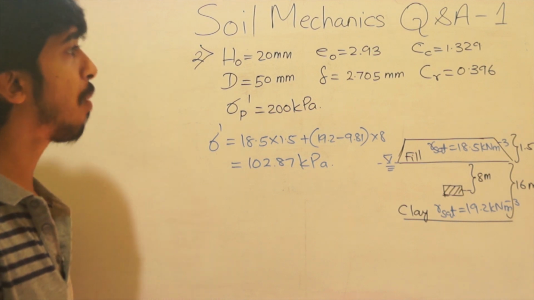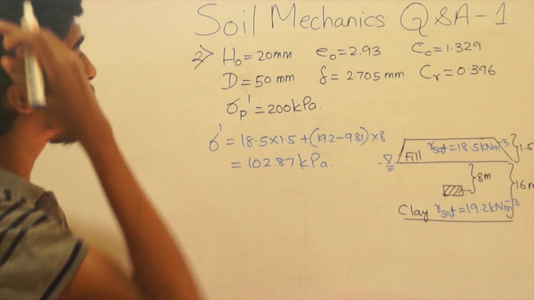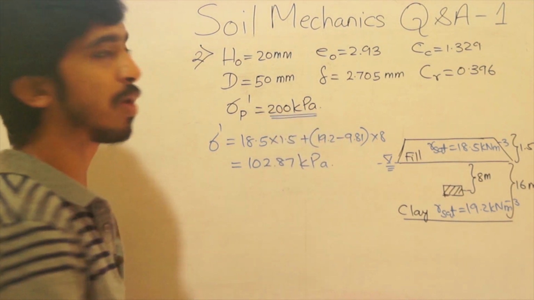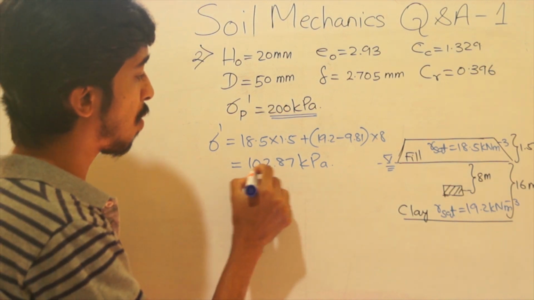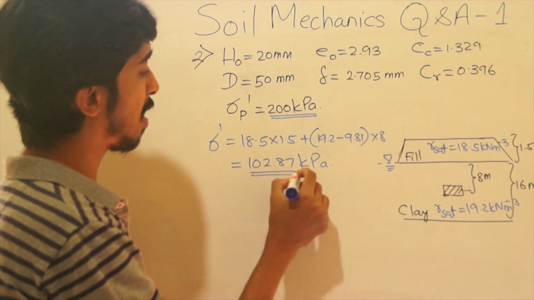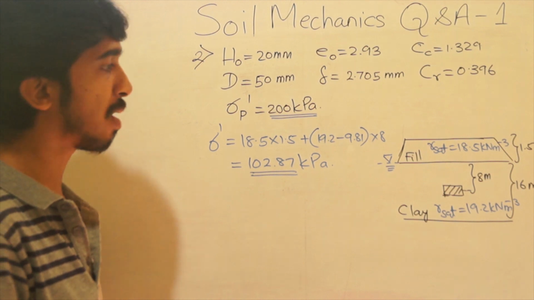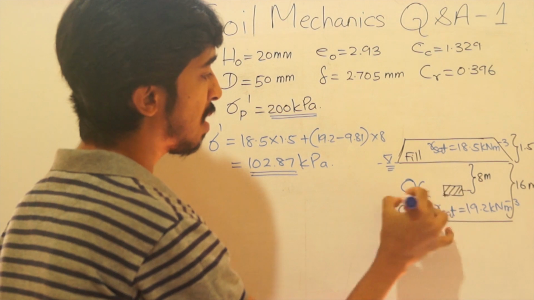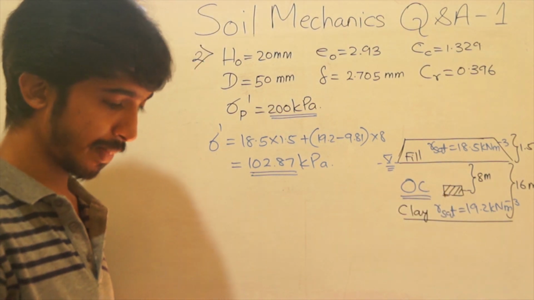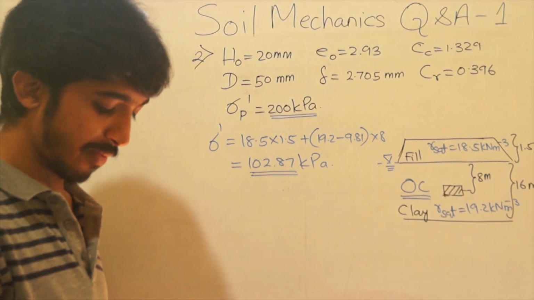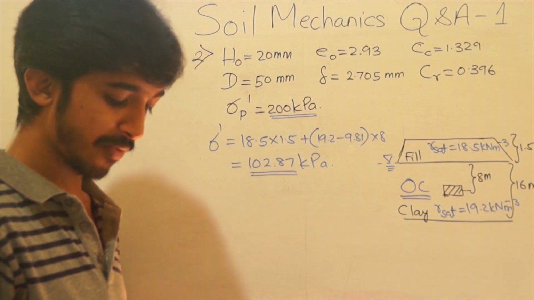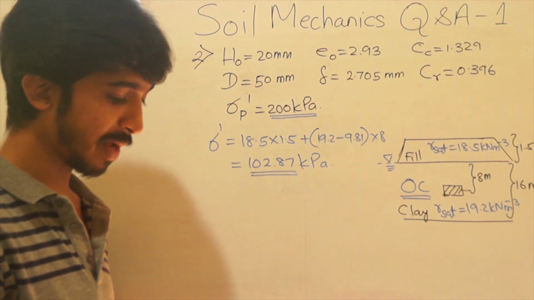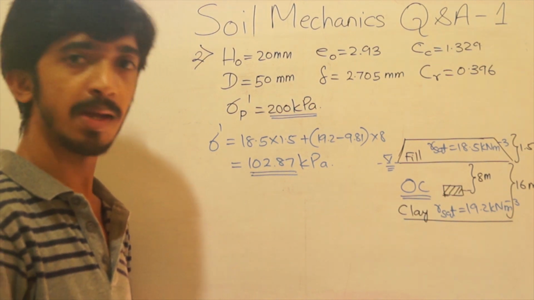The next question is whether the soil is in normally consolidated state or over consolidated state. You can see the pre-consolidation pressure is 200 kilopascal and the effective load in the current situation is 102, which is less than 200. So the soil is obviously in OC state, over consolidated state. Next, estimate the expected total settlement of the clay layer. They want us to estimate the total settlement of the clay layer.